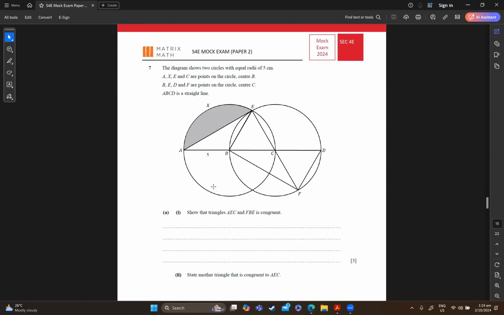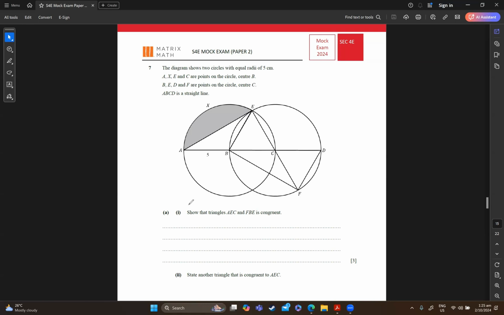Okay, now when you observe this question here, you want to show that triangles ACE and FBE are congruent. So ACE and FBE. Okay, so if you realize, AEC is actually a triangle that's sitting inside a semicircle because B happens to be the center. And the same goes with BEF or FBE. It's also a right angle triangle sitting inside a semicircle.